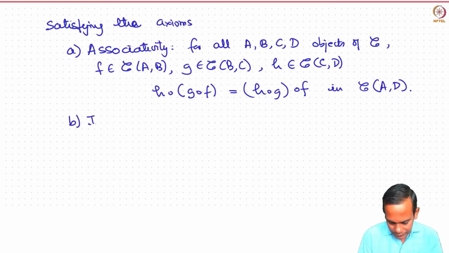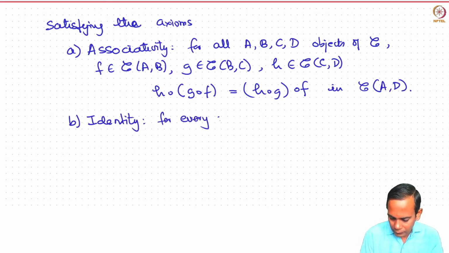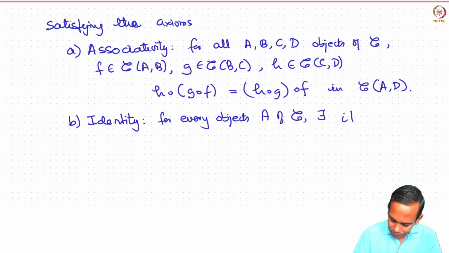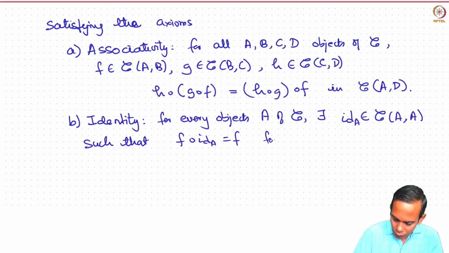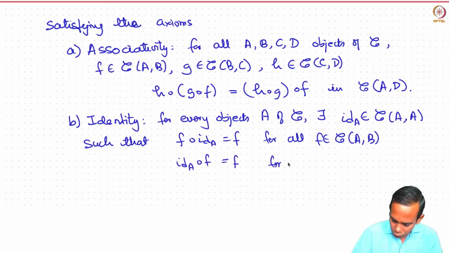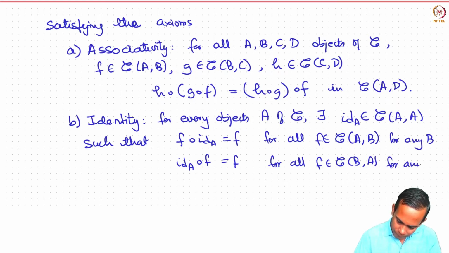And the second is the identity axiom. It says that for every object A of C, there exists an arrow from A to A such that if I take F circle identity of A, this is equal to F for all F going from A to B for any object B of C, and identity of A circle F is equal to F for all F belonging to C(B,A) for any objects B. So this is for any object B.